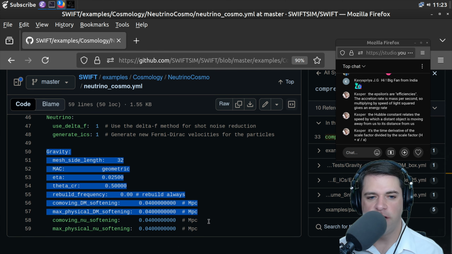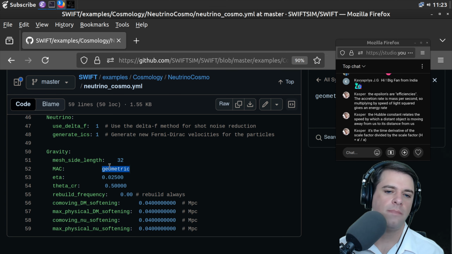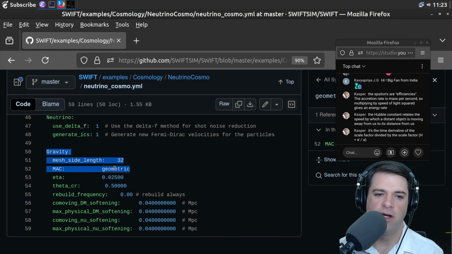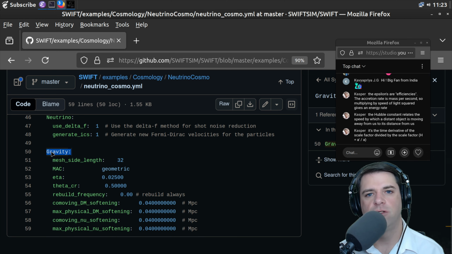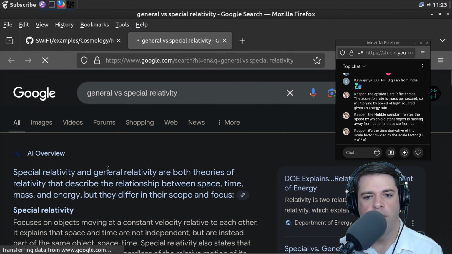Then we've got some gravity configurations. I don't know what eta is. Mach is geometric. We are in some form of relativity, presumably special. Which one's the curvature one? Is that general? The one with curvature is presumably what we are in.